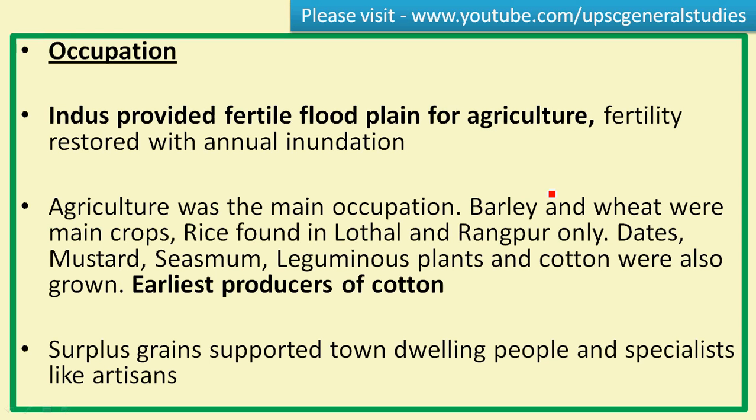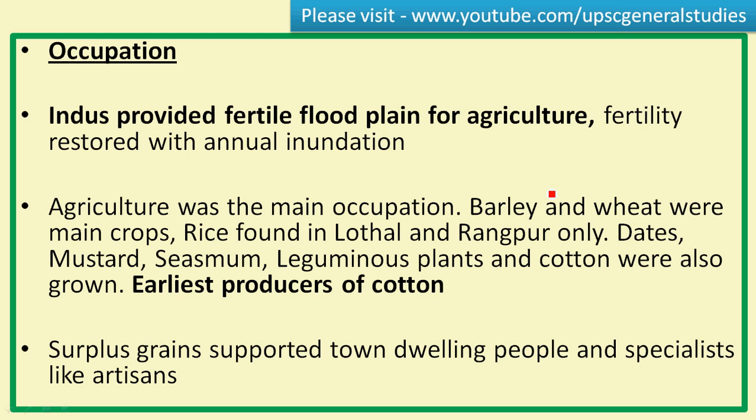Next let's look at the occupation and profession of the Indus Valley people. Indus Valley people were practicing agriculture. The river Indus provided a fertile floodplain for agriculture, and fertility was restored annually because of the inundation of the river, because of the floods.